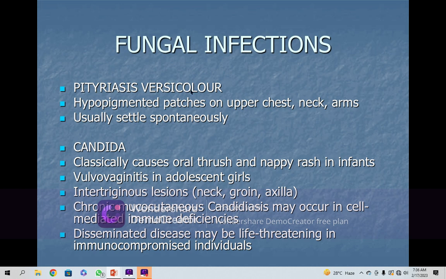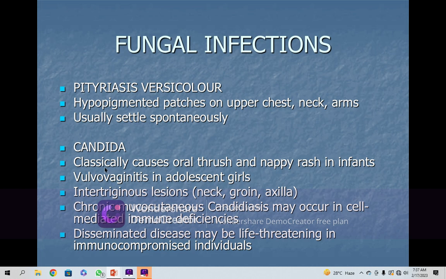Another condition is pityriasis versicolor. It is a fungal infection. Hyperpigmented patches on the upper chest, neck, arms usually settle spontaneously, but for cosmetic reasons, they will come for it. There is no itching. In tinea corporis, there will be itching. In pityriasis versicolor, there will be no itching, just depigmented spots, patches on the upper chest. I have seen, I think, 5 to 10,000 cases in my 43 years of practice.